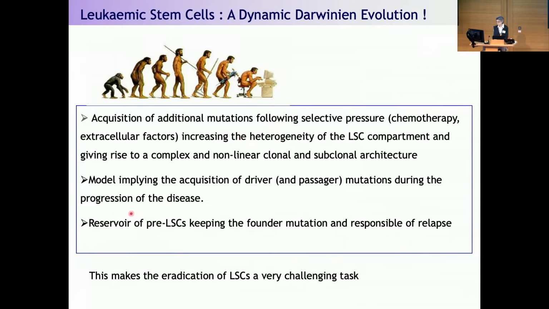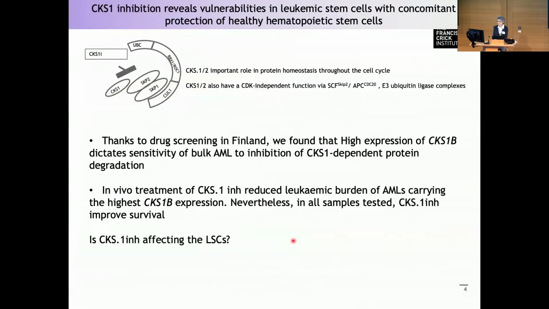And the thing I also wanted to mention, which we and others have found more recently, is that there is also a founder mutation, in what we call pre-leukemic stem cells, which is important to keep in mind, because you can kill all the leukemic stem cells, but the pre-leukemic cells that may have just one mutation, the founder mutation, have been shown even in patients to be responsible for relapse, indicating that eradicating all these leukemic stem cells is going to be a challenging task.